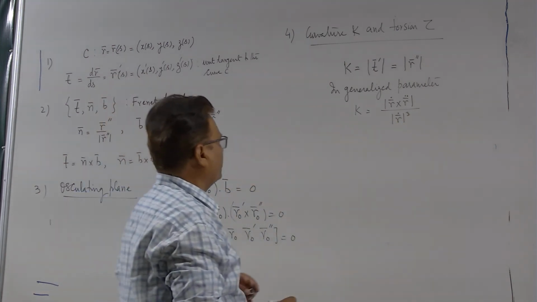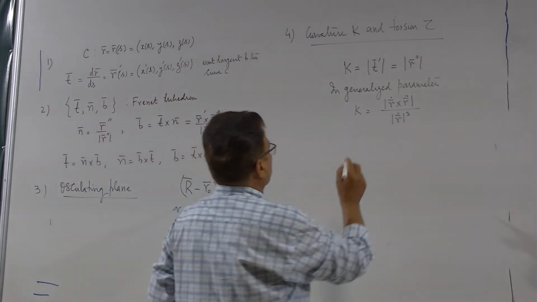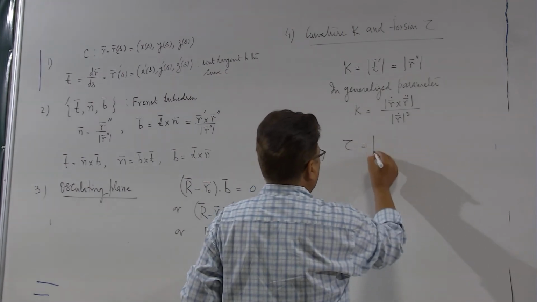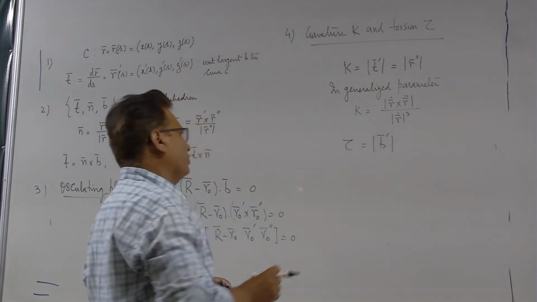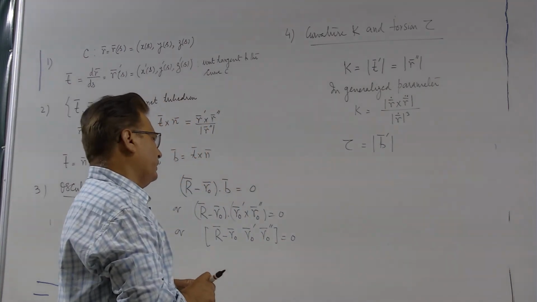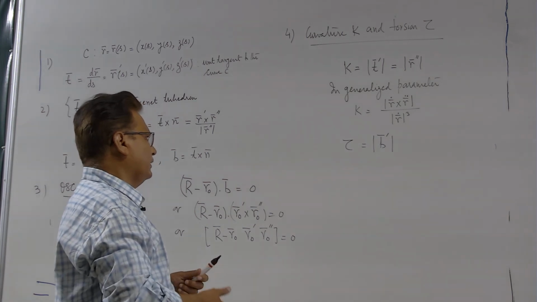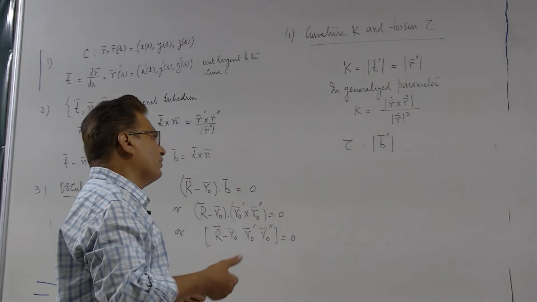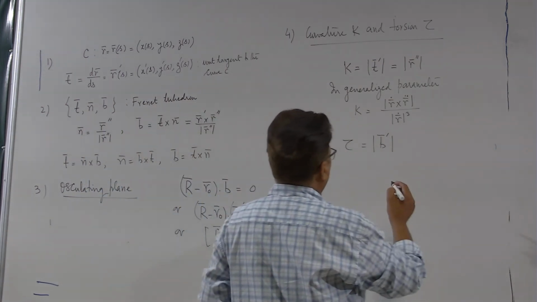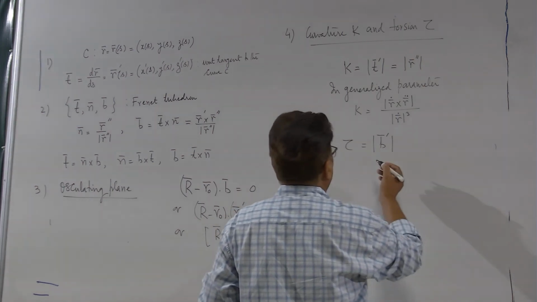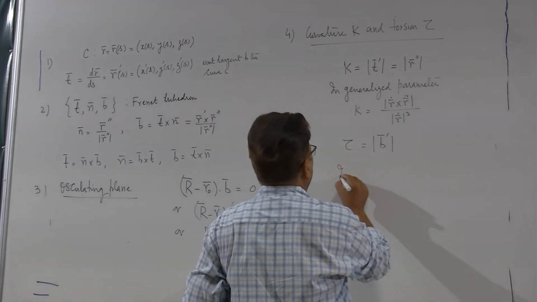And similarly, torsion is the change in the binormal. So, by definition, torsion is the absolute value of the rate of change in the binormal when you move along the curve. Geometrically, if you want to see what torsion determines, it actually determines the tendency of the curve to go out of its osculating plane. And this is the expression in natural parameter, and then in generalized parameter.